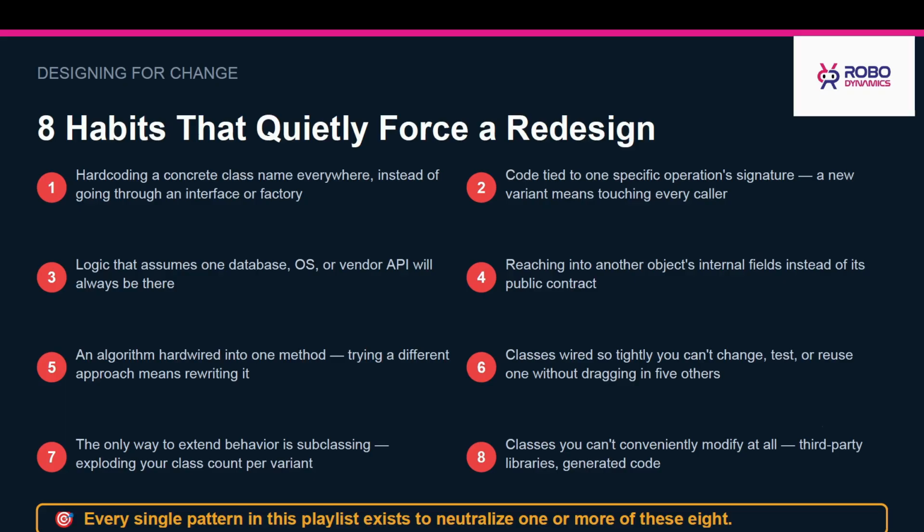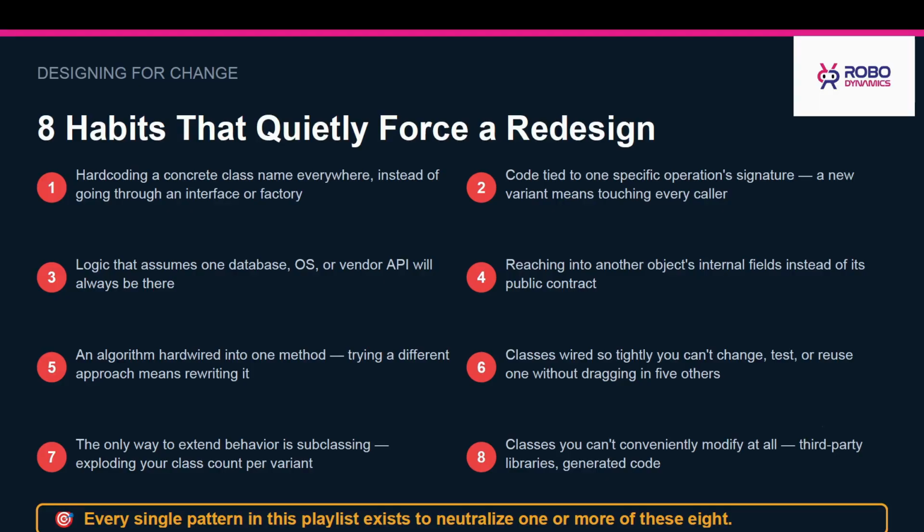The second thing is code tied to one specific operation. A new variant brings a problem, suppose you say process order. Now what happens is, if there is one function and then small variations come in, what will happen?